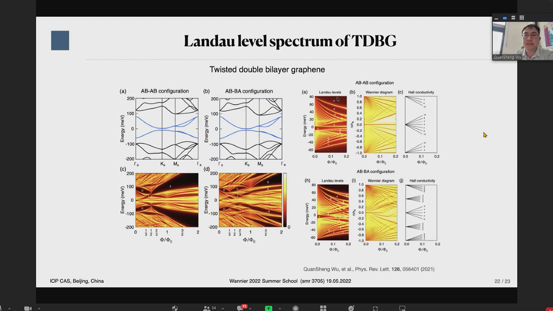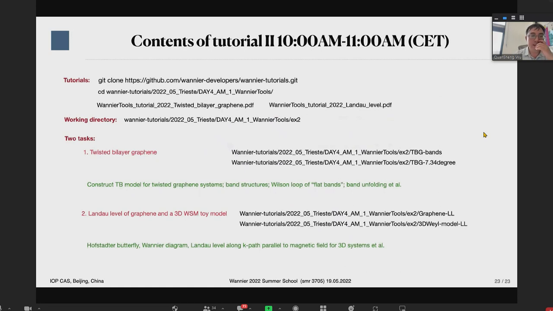And also, WannierTools can not only calculate the Hofstadter butterfly, we can also do integration to get the Wannier diagrams. And from the Wannier diagrams, if you look at the slope, it's easy to get the Chern number in the Landau level gaps. Okay, and in our tutorials, we prepared two tasks.